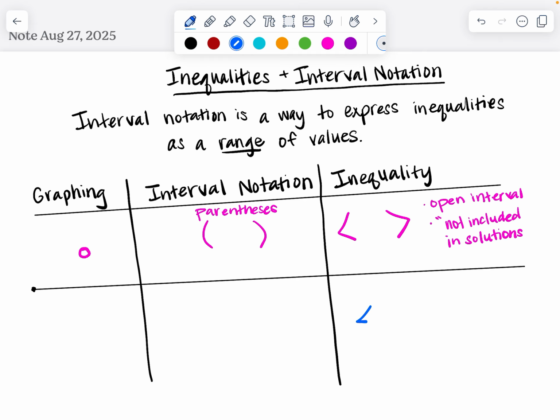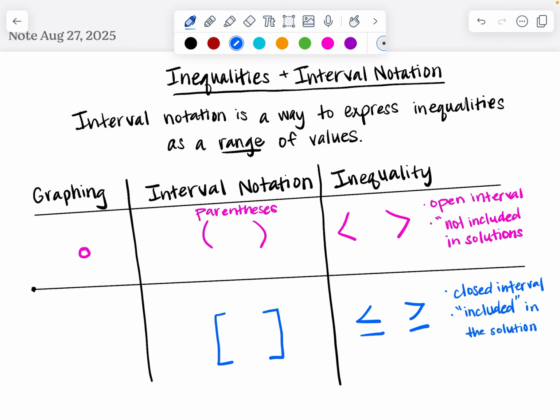Then we have less than or equal to and greater than or equal to. This is a closed interval. We use it when the number is included. That's why we say or equal to, included in the solution. For interval notation, with greater than or equal to or less than or equal to, we are going to use brackets in interval notation. And when we're graphing, we use a filled in circle or a closed circle.